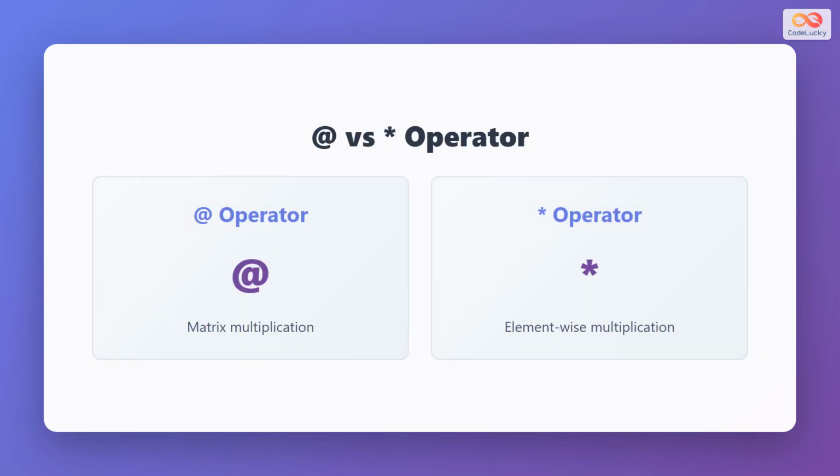It's important to understand the difference between the @ operator and the asterisk operator. The @ operator performs matrix multiplication, which follows the mathematical rules of linear algebra. The asterisk operator performs element-wise multiplication, also known as the Hadamard product, where corresponding elements are simply multiplied together. These two operations produce completely different results.